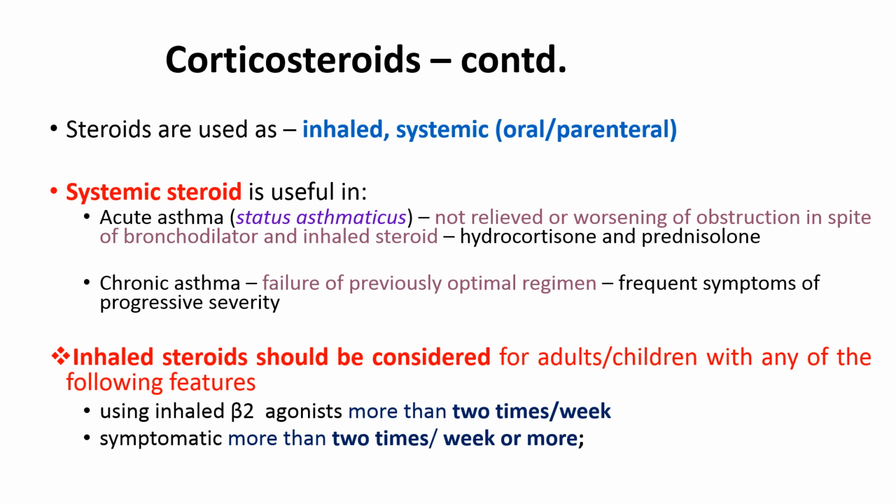Inhaled corticosteroid should be considered for adults or children with any of the following features. As I have told you, if the patient is using a short-acting beta-2 agonist more than 2 times per week, then you have to go for inhaled corticosteroid. Or if the patient is symptomatic 2 times per week or more.